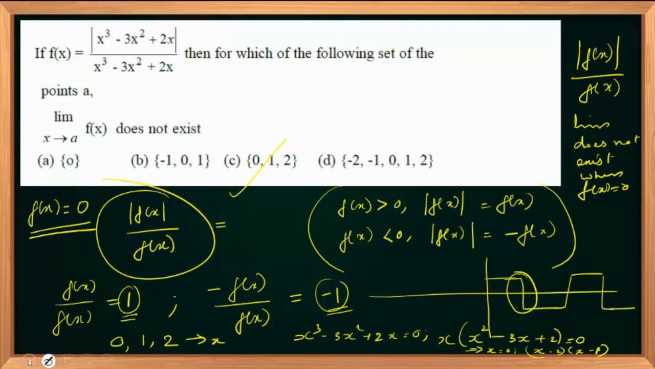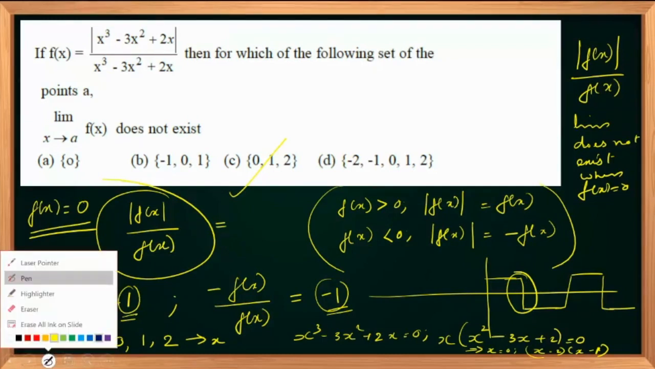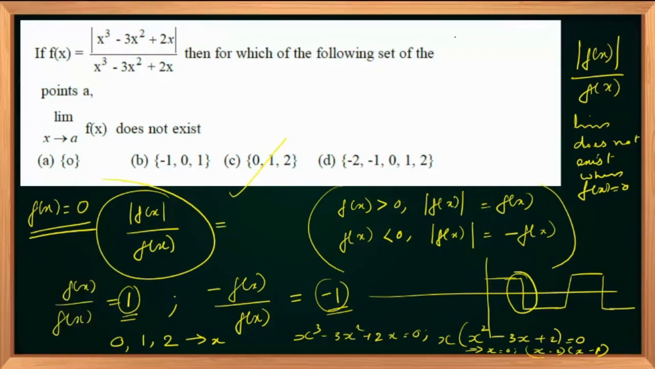Before that, I'll just explain one more thing. One more question for you to think about. My question is: the limit of modulus of cos x divided by cos x, as x tends to a. At which all points of a will the limit not exist?